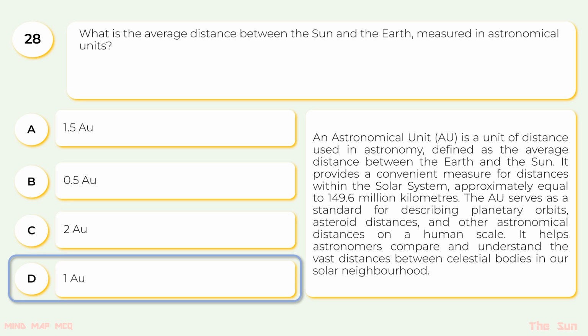An astronomical unit is a unit of distance used in astronomy defined as the average distance between the earth and the sun. It provides a convenient measure of distances within the solar system, approximately equal to 149.6 million kilometers. The AU serves as a standard for describing planetary orbits, asteroid distances, and other astronomical distances on a human scale. It helps astronomers compare and understand the vast distances between celestial bodies in our solar neighborhood.